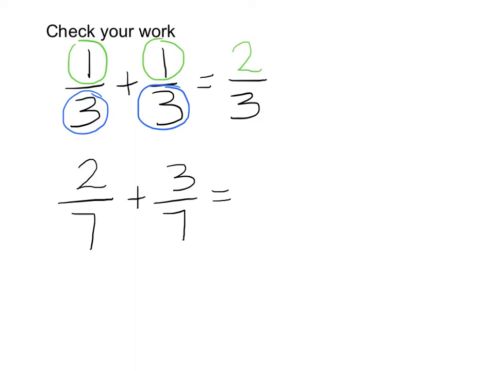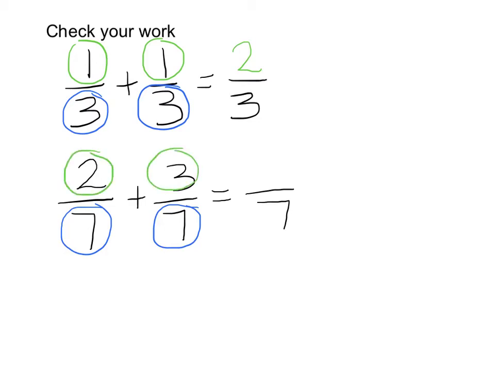The next problem, 2/7 plus 3/7. Again, I notice that the denominators are exactly the same. Therefore, I can bring over the denominator first. My numerators, I can now add, and I can say 2 plus 3 equals 5, so my sum is 5/7.